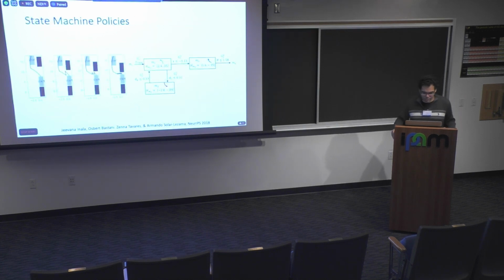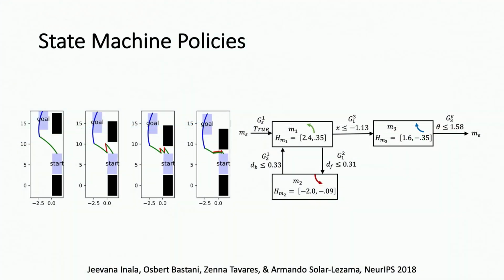Okay, but that's a traditional interpretable policy. Earlier I had this motivation of a more complex control problem where you have this back and forth motion. So can we use these ideas to solve this problem? And of course, the answer is yes. Here for the parallel parking task, we have this notion of a state machine policy.